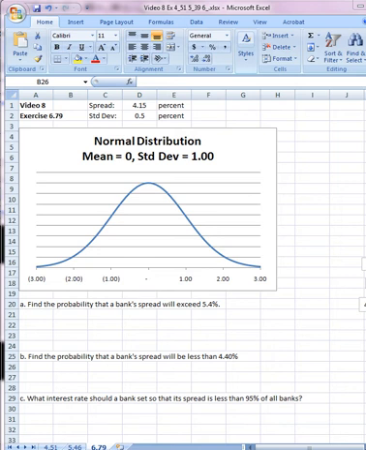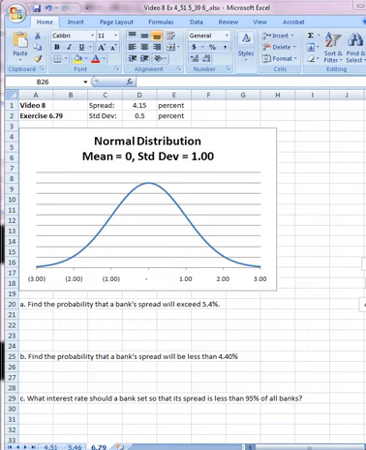Okay, for the third problem this week, let's do problem 6.79. We have a banking situation. Banks make money by lending money at prices higher than what they pay for money. Let's say you take out a loan for 6%.